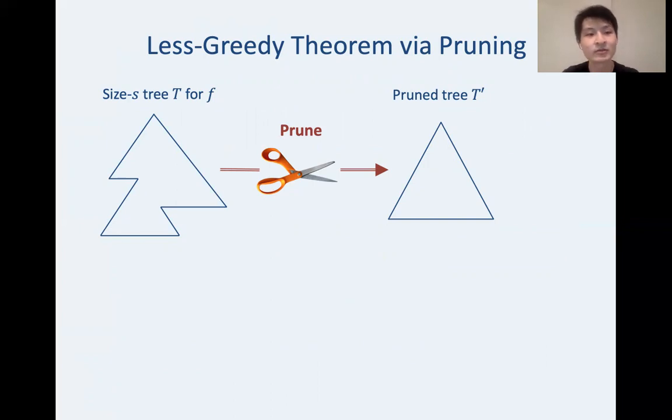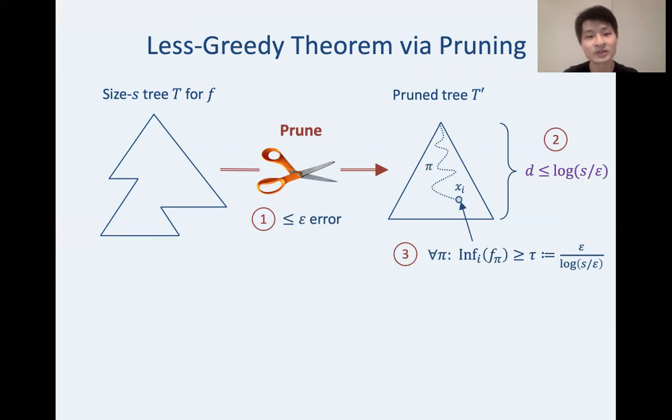So we start with this decision tree representation for f, which has size s. Our pruning procedure will output some pruned tree, which we call t prime. And this pruning procedure satisfies the following three conditions. First, this pruning procedure doesn't introduce much error, so the distance between t and t prime will be less than epsilon. Second, the pruned tree t prime is shallow. It has depth d at most log s. And third, more importantly, it satisfies that every internal node queries an influential variable.